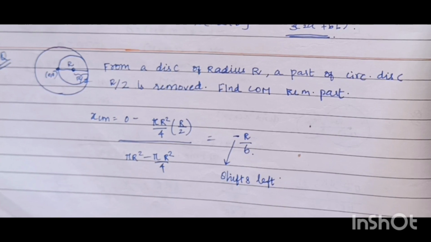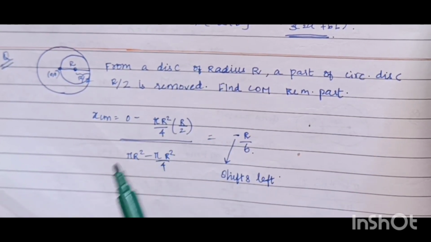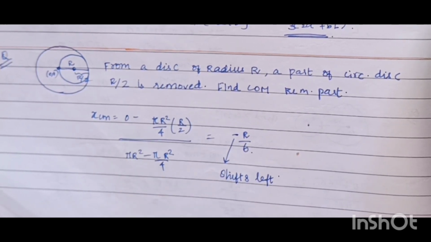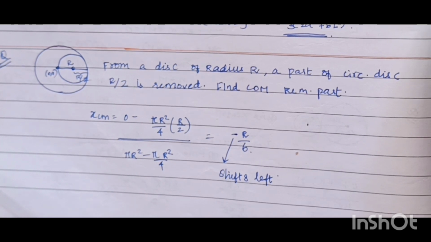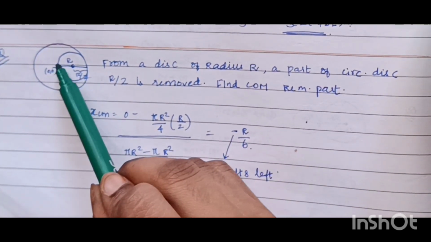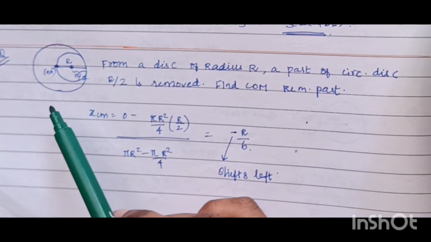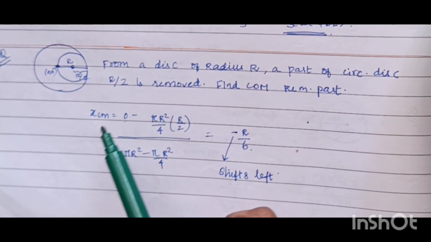Please see, this is very easy. Previously we used the formula (a1x1 plus a2x2) by (a1 plus a2). Now we are removing a2, so I am using (a1x1 minus a2x2) by (a1 minus a2). Now this is the point 0 comma 0. Anyway, a1 will be pi r square and x1 will be 0, so the whole term goes to 0.